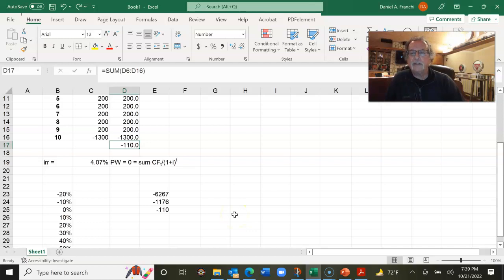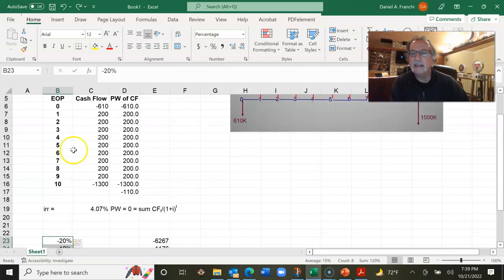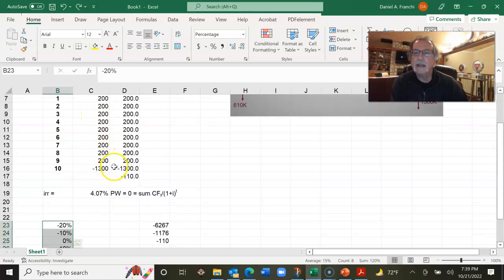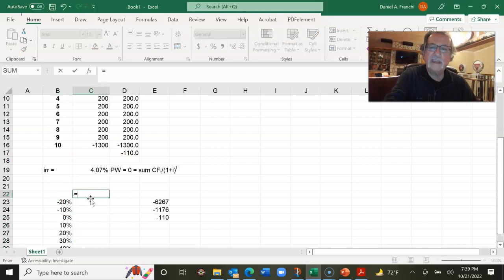So let me show you, if you're not familiar, how to do a single variable data table. Now later on in the quarter I'm going to show you how to do a multiple variable or a two variable data table. So when you do a data table, these are the variables you want to change. And that's basically our interest rate. And one row above the first variable, we're going to look at our performance variable. That is our present value. That's our performance variable.